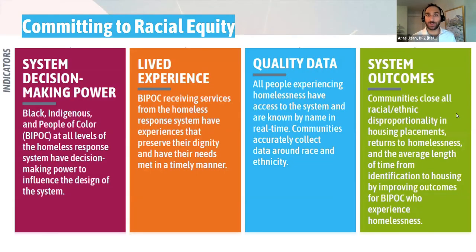Okay, so these are our 4 indicators. Again, as I mentioned, we'll share these slides, but we'll also share a PDF version of this that I think can be a helpful 2-page reference document to share with stakeholders in your community. So those indicators are system decision-making power, lived experience, quality data, and system outcomes.